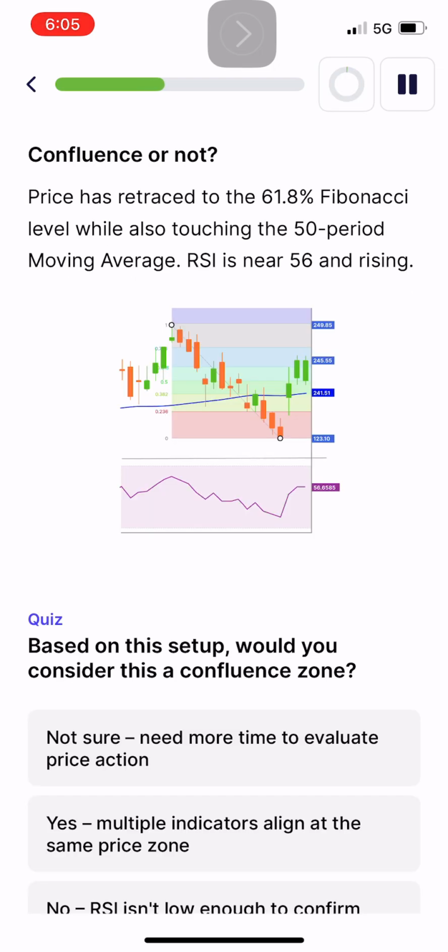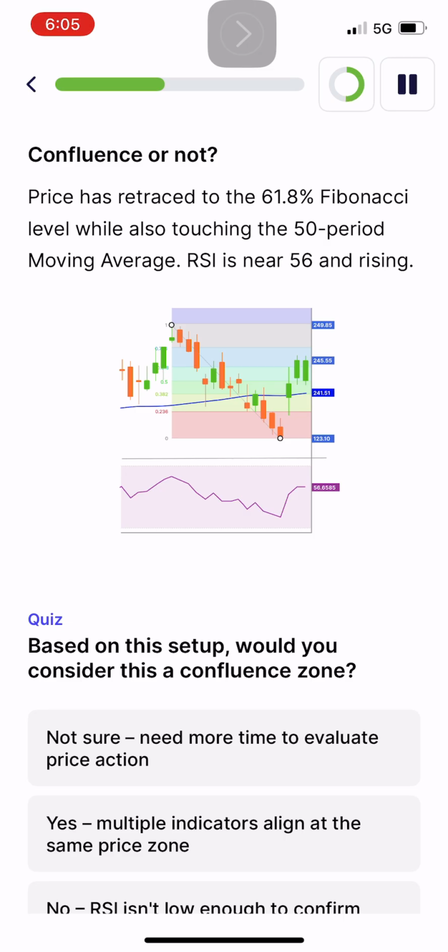Time for a quick quiz. Price has retraced to the 61.8% Fibonacci level while also touching the 50-period moving average. RSI is near 56 and rising. Based on this setup, would you consider this a confluence zone?